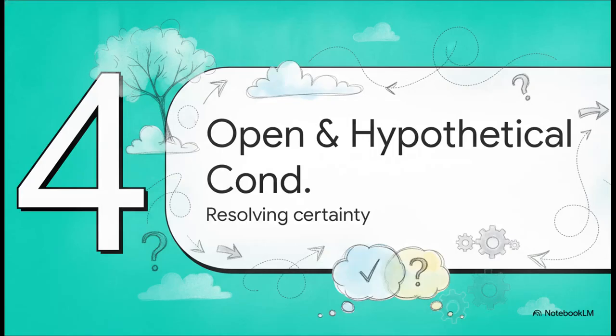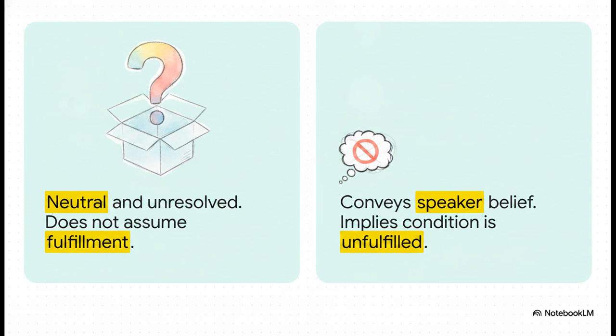Section 4. Open and hypothetical conditions, resolving certainty and expectation. Now we're moving into the fundamental semantic distinction of English conditionals. Here we see the contrast so clearly. An open condition is completely neutral. It leaves reality totally unresolved. If I say, if Colin is in London, he is undoubtedly staying at the Hilton, I literally do not know if Colin is in London. The outcome is entirely uncertain.